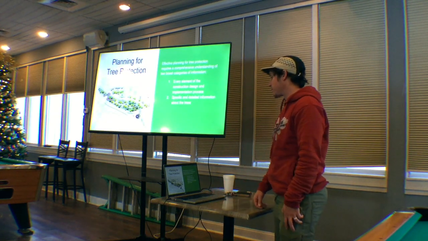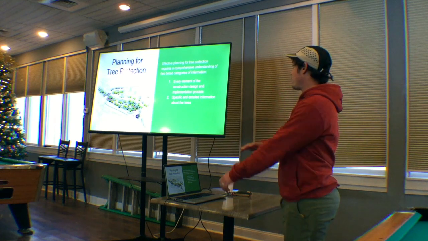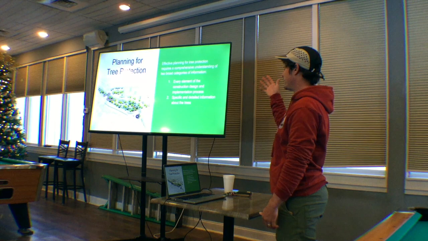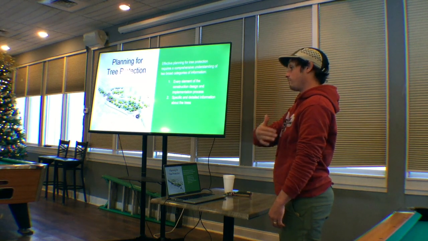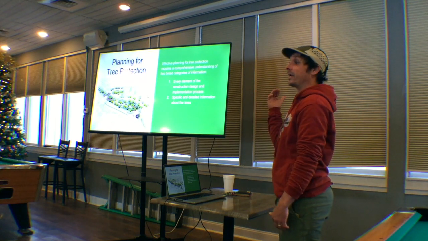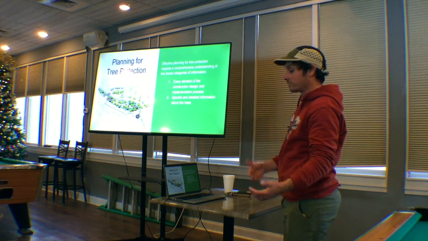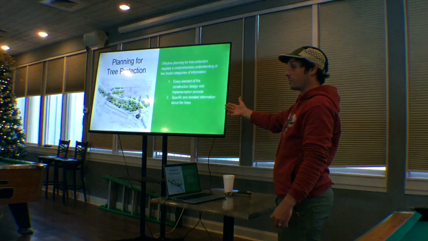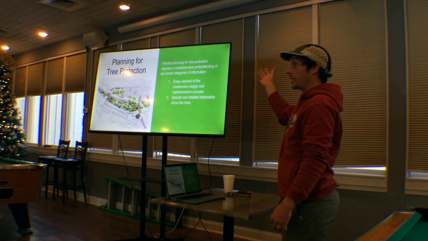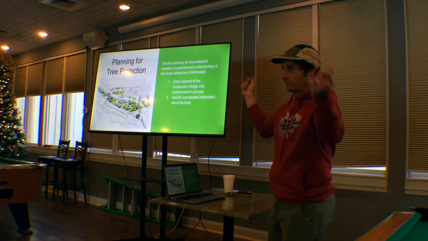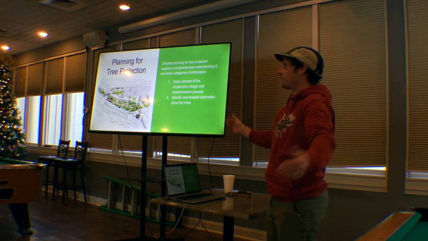So planning for tree protection, effective planning requires comprehensive understanding of two categories: every element of the construction design and implementation. So that's from the very beginning to the very end. I call that basically from breaking ground to, what do they call that, the checklist at the very end. Punch list. Punch list, yeah. And they go through and put post-it notes everywhere. And everything in between that, right?